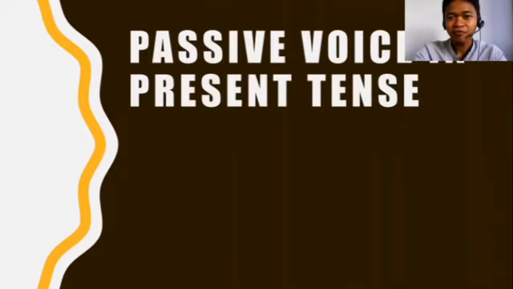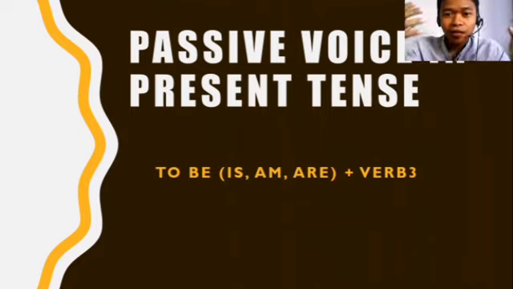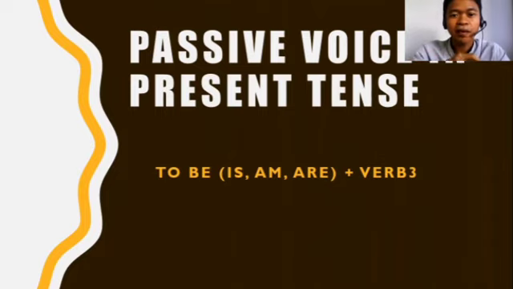The next discussion is passive voice in the present tense. Before we continue to more examples, we have to look at the rule. I will repeat again: we use to be and verb three, or past participle. To be in the present, we will use is and are. Remember this, that is the difference between passive voice in the present tense and the past. In the present we will use is, am, are as the to be.